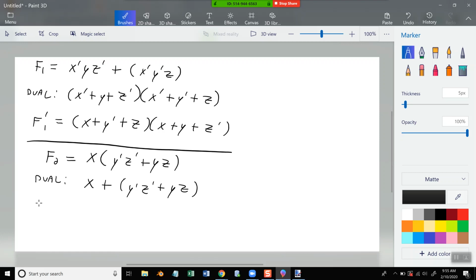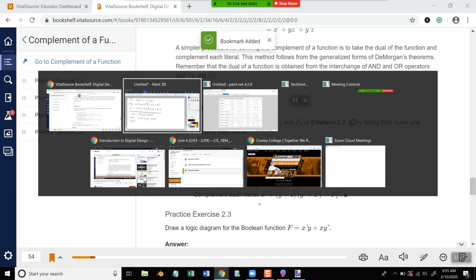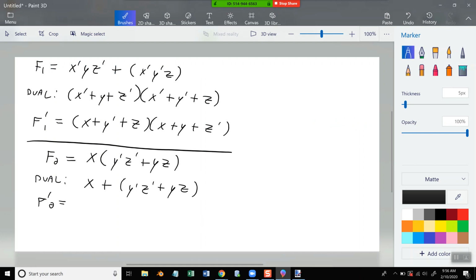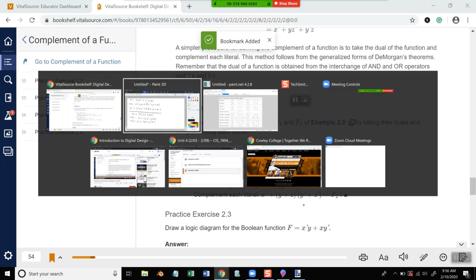So then we take the complement of that. You notice what happens. The x again becomes x prime. This stays as is, but each item inside here flips to the opposite. So that x prime plus, and then that becomes yz plus y prime z prime. Double check it. X prime plus.